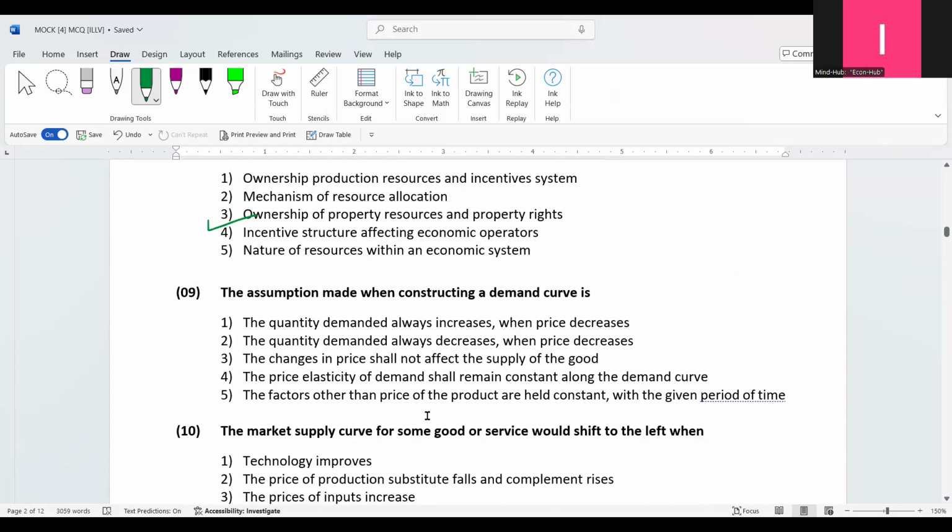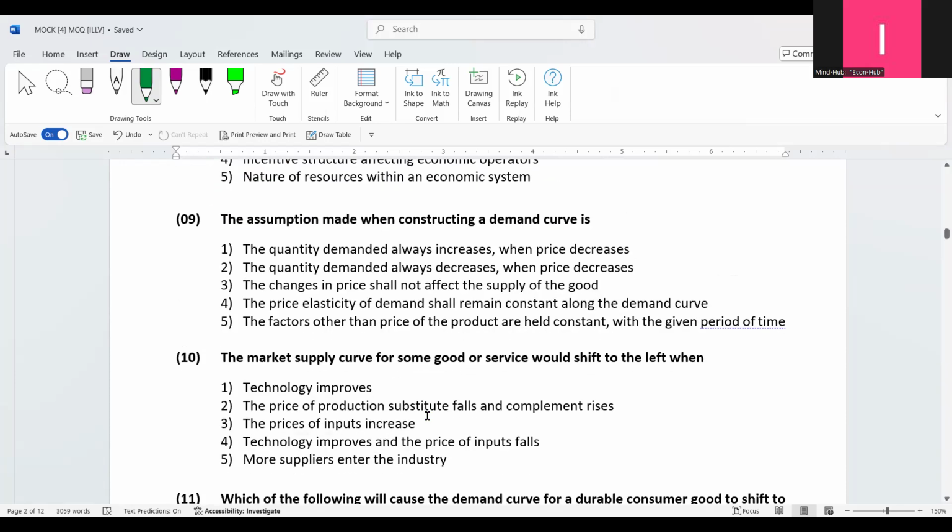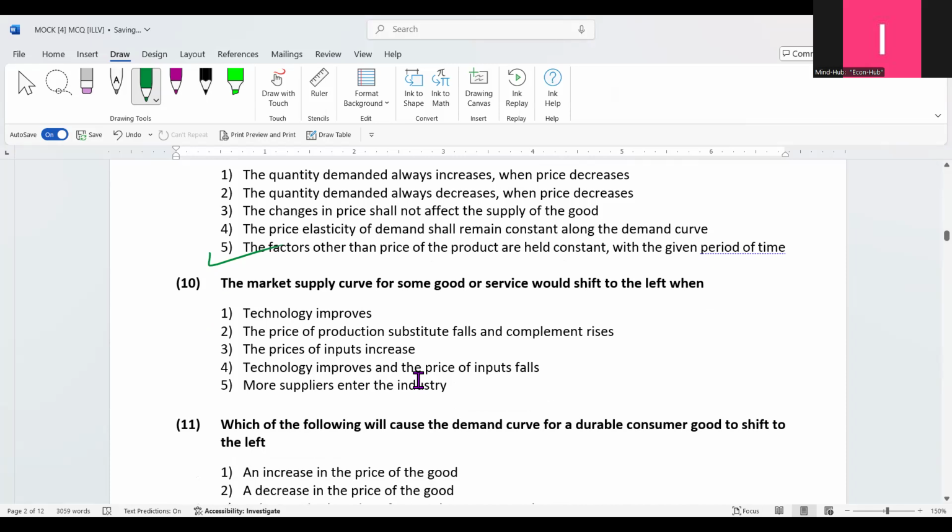Question number 9. The assumption made when constructing a demand curve. The fundamental assumption we make when constructing a demand curve is that factors other than price remain constant. So what is the correct answer? Number 5. Factors other than price of the product held constant within the given period of time.